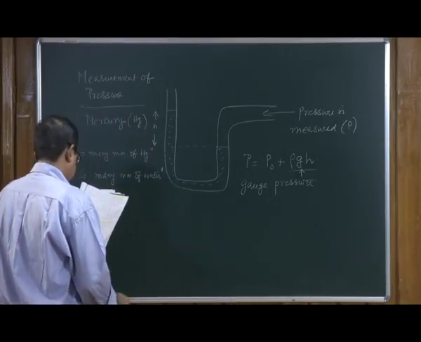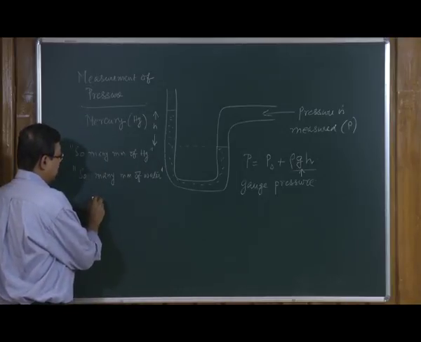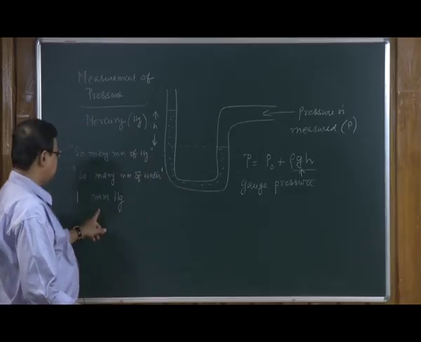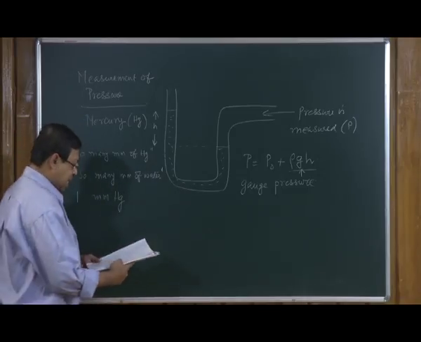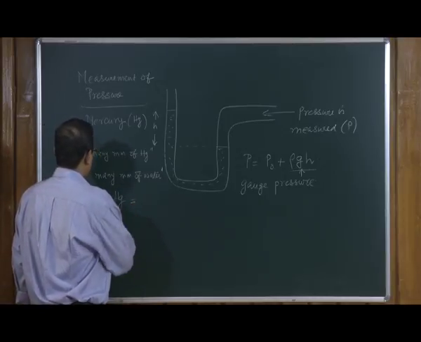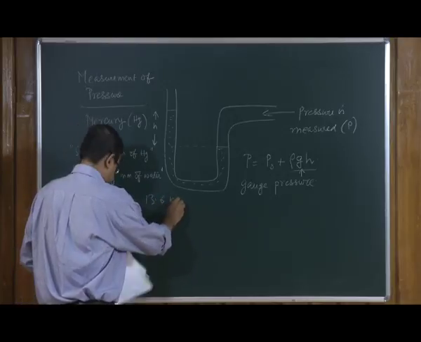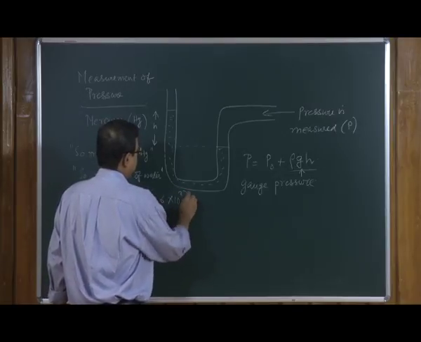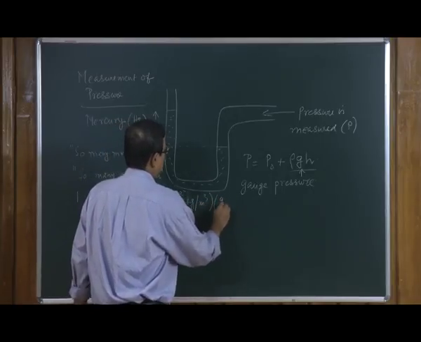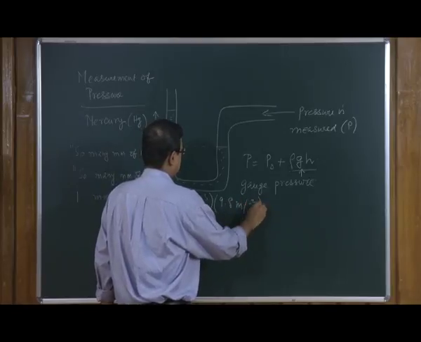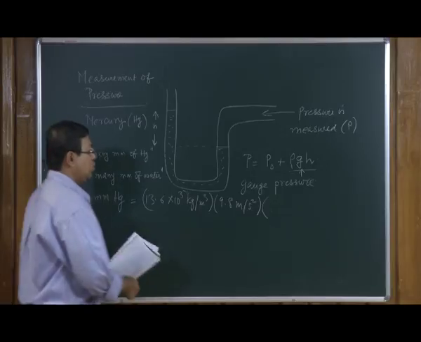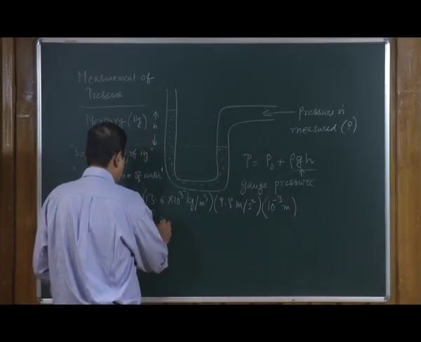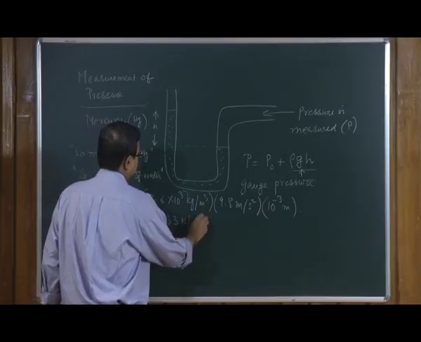In any case, there is a unit called the mmHg. So, 1 mmHg, mm is for millimeter, Hg is mercury. So, 1 mmHg is equivalent to a pressure of 13.6 into 10 cube kg per meter cube, g to be 9.8 meter per second square, and 1 millimeter of mercury. So, we will take 1 millimeter, which is equal to 10 to the power minus 3 meter, and this is equal to 133 Newton per meter square.